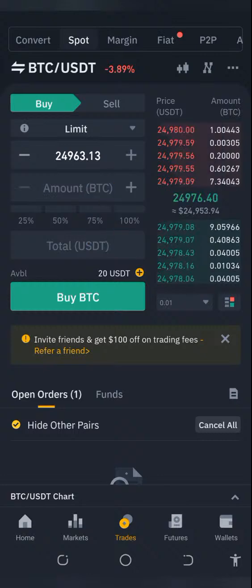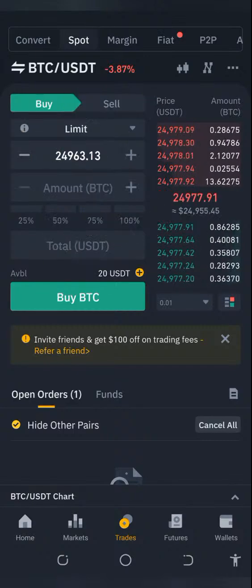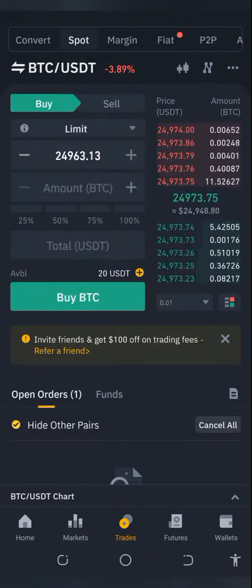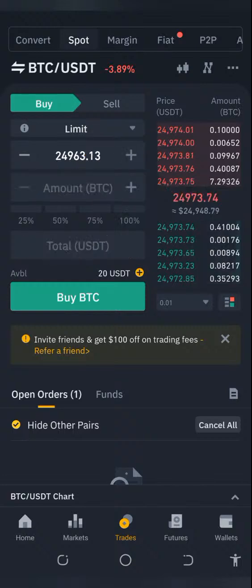Now, let's go into the reason why we had this video. In today's video, we're going to be sharing with you how you would make money using triangular arbitrage. How would you make money using inter-exchange arbitrage? And how would you make money doing spot trading? So let's start with triangular arbitrage.